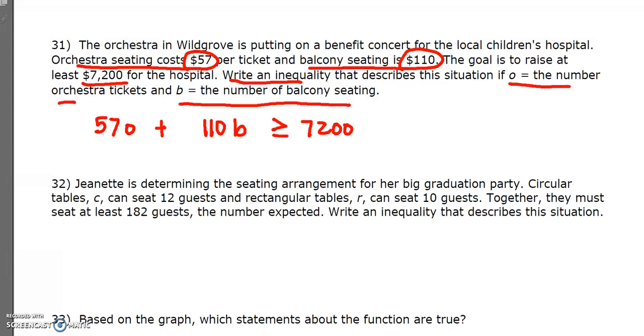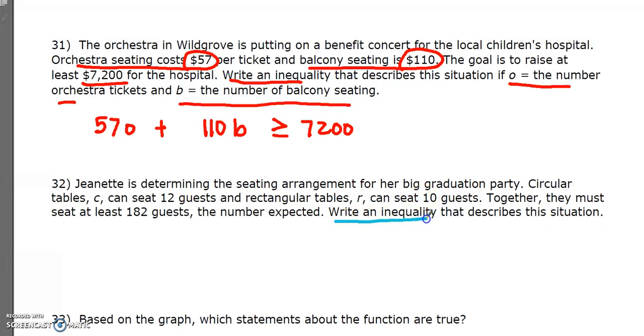Okay, number 32, Jeanette is determining the seating arrangement for her big graduation party. It says circular tables C can seat 12 guests and rectangular tables R can seat 10 guests. Together they must seat at least 182 guests, the number expected. Write an inequality that describes the situation.